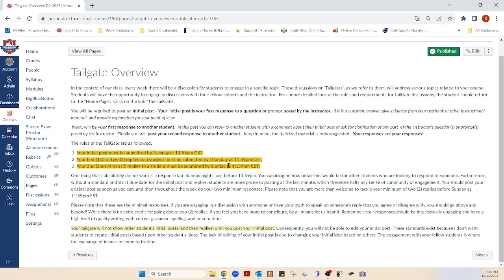Now, sometimes I will change my mind and I will let you know in the instructions. We're going to do this in a different way. This is going to be like an essay assignment blended into your discussion. So there will be specific questions to answer, and I'll probably waive the initial post, first post to another, and second post to another student. But I'll let you know those things.